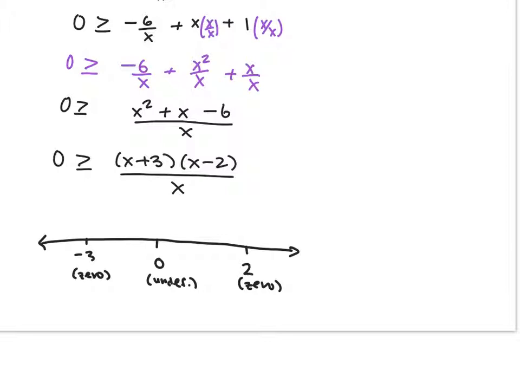Okay, let's pick some test numbers. So a good test number on the left of negative 3. Negative 4, negative 6 also works. I mean, anything more negative than negative 3. So you plug in negative 4, and look at this factored stuff. That's actually the easiest way. When you plug negative 4 in, what is the sign of the first factor in the numerator? Negative. Second factor? Negative. Denominator factor? Negative. Overall, we are negative.